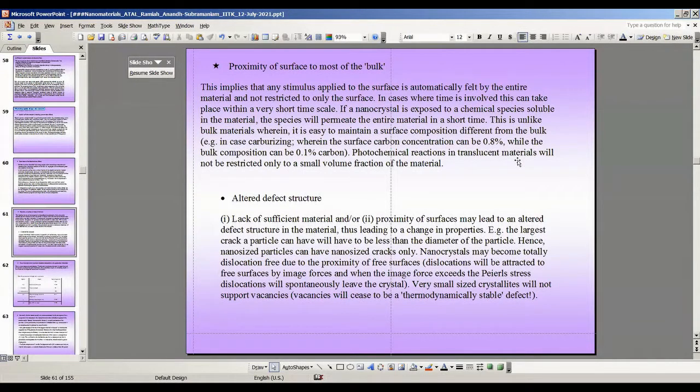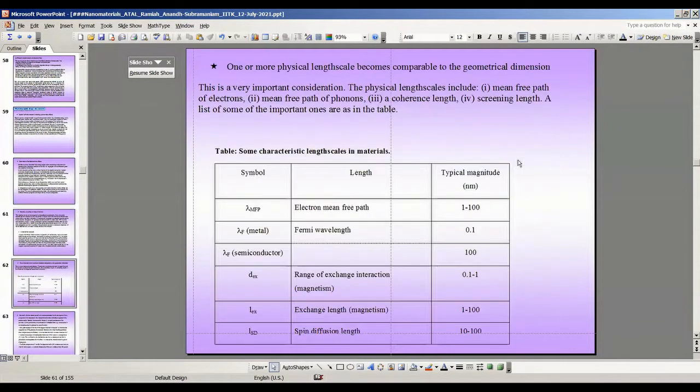Another important thing we'll have to keep in mind is the altered crystal structure and altered defect structure. We'll see examples later. For instance, if you take a very thin crystal, it may become devoid of vacancies. Because in copper, for instance, at room temperature, vacancies can be present in equilibrium concentration. They're thermodynamically stable vacancies, and these could go missing in the nanoscale materials. So therefore, you could have an altered defect structure.